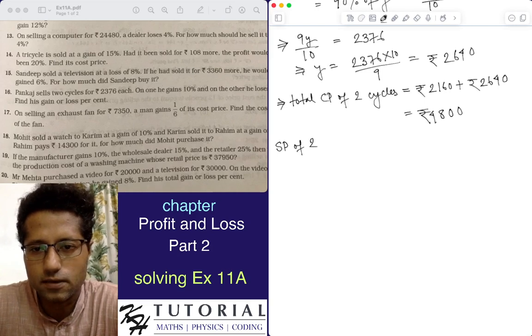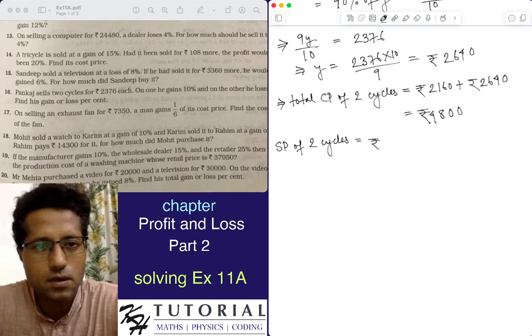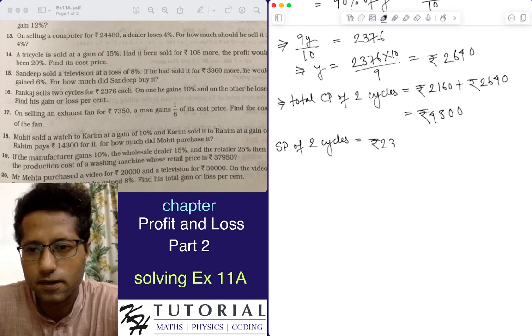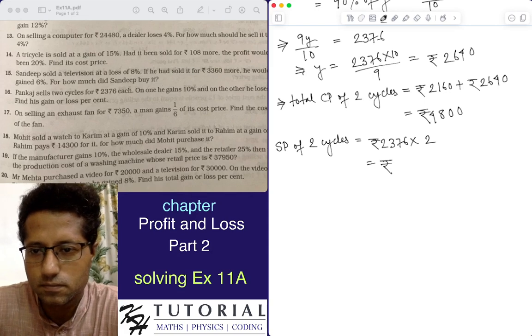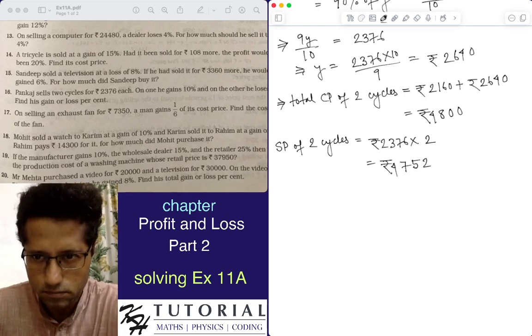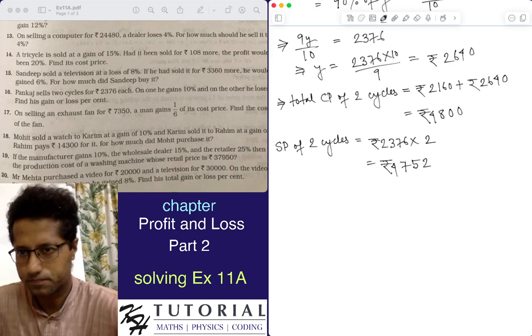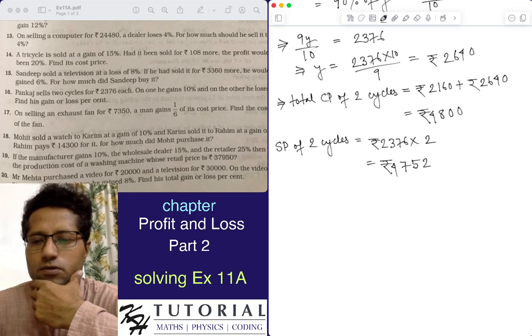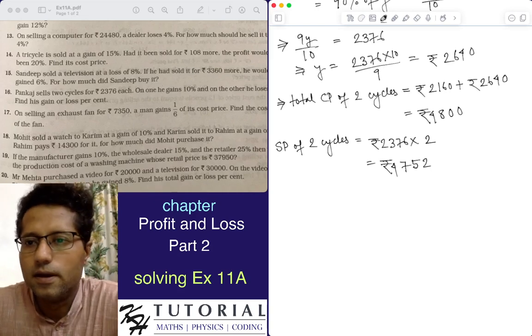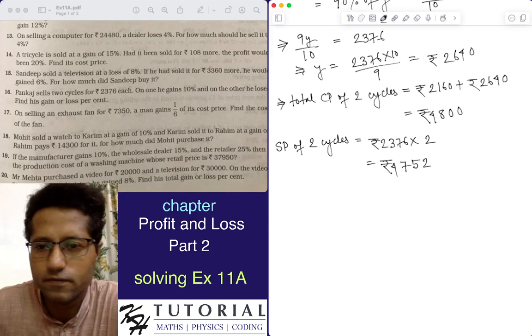of two cycles will be equal to rupees 2376 multiplied by 2, because both the cycles were sold for 2376. This is equal to 4752. So we clearly see that there is a loss because the cost price of the two cycles is 4800 and the selling price is 4752.